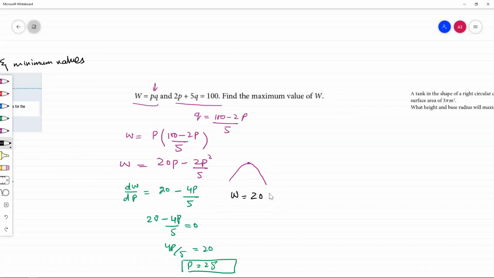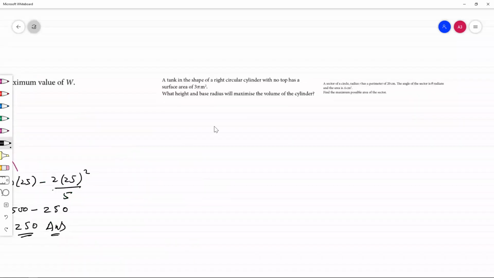W is equal to 20 into 25 minus 2 into 25 square divided by 5. So 20 times 25 is 500, minus 25 square is 625, and 625 divided by 5 is 125, into 2 is 250. So 500 minus 250 is equal to 250. This is our answer, the maximum W. Okay, let's take some more examples.